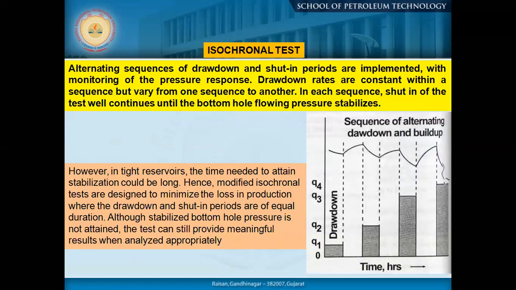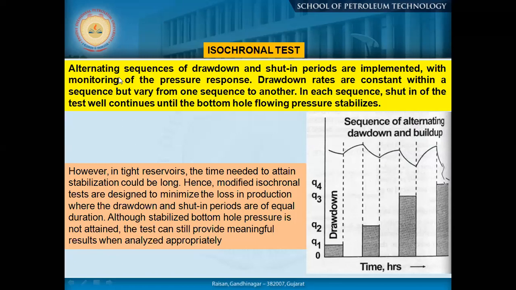Now the isochronal test. Isochronal test is nothing but, you see, we are changing the rate, but we are allowing the oil to flow for a specific time. This is Q1. Then we are closing it for the same time. You see, the time is the same. That means how long we produce with a specific Q1, we close for the same time to build up. Again, we are changing the rate for the specific time, and again we are closing it for the same time. Again, we are changing the rate.